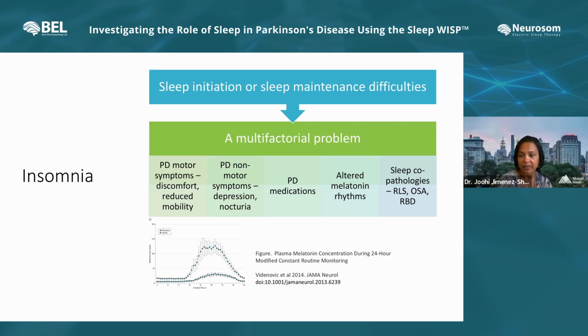The image at the bottom here depicts the altered melatonin rhythms that are well known in Parkinson's disease patients. I just love this graph because it's so clear. The top part of it is normal, healthy controls, and then at the bottom is the melatonin secretion throughout the night of patients with Parkinson's disease. So very clearly disrupted, right? I mean, very different. And that contributes to the sleep pathology. There's also a number of other sleep co-pathologies that can exist in patients with Parkinson's, whether that's restless leg syndrome, sleep apnea, or REM behavior disorder. There are all these different potential contributors, and we have to clinically at least try to distinguish and target our therapies appropriately.